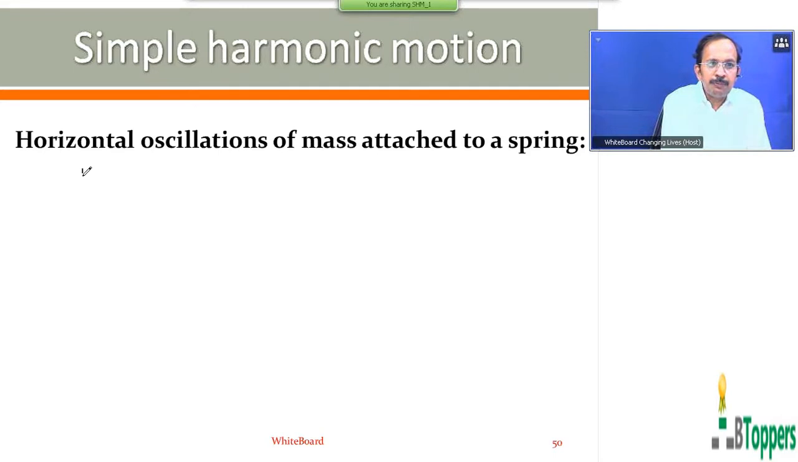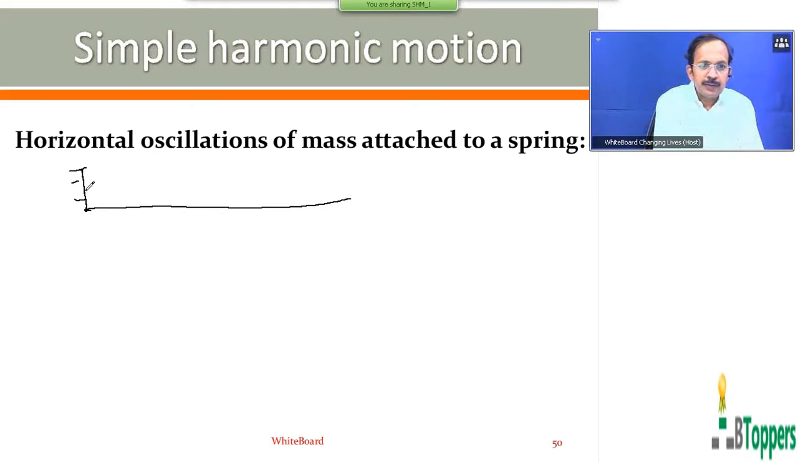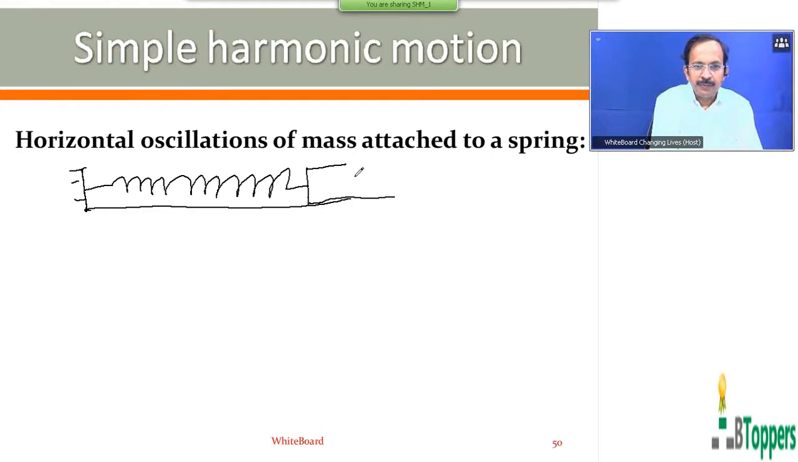So let us consider a block of mass m connected to one end of an elastic ideal spring with force constant K. As I discussed about the concept of elastic potential energy in the chapter work, power, energy already, the spring is said to be an ideal spring if it obeys Hooke's law.